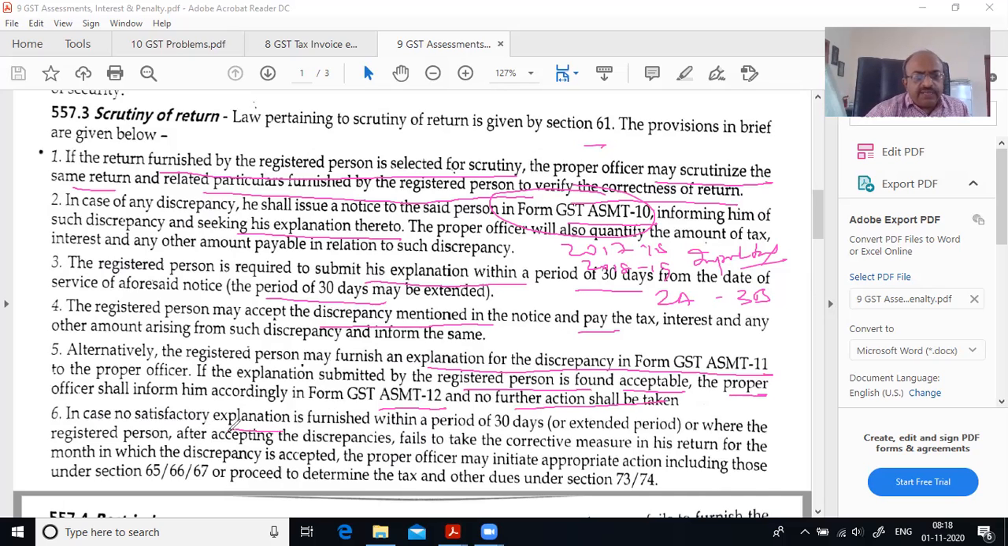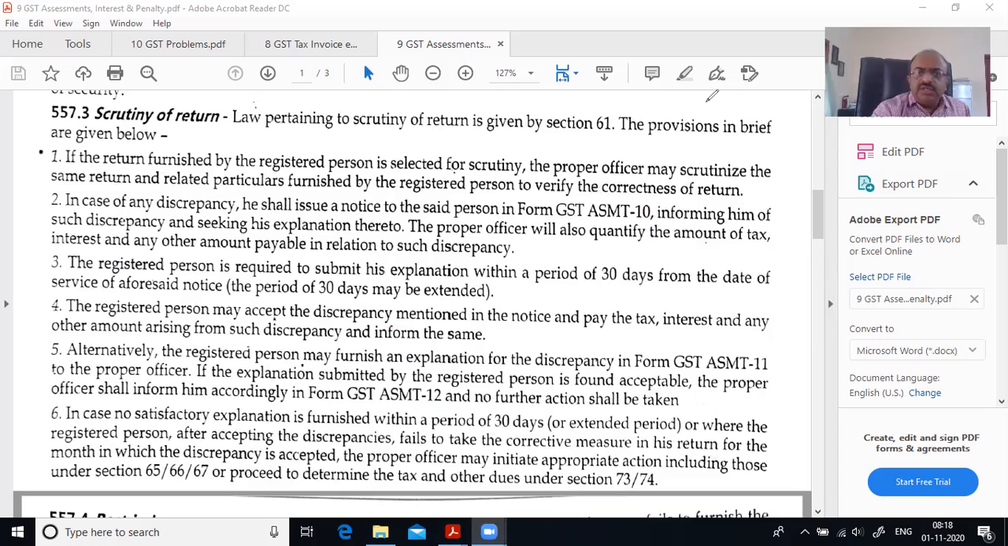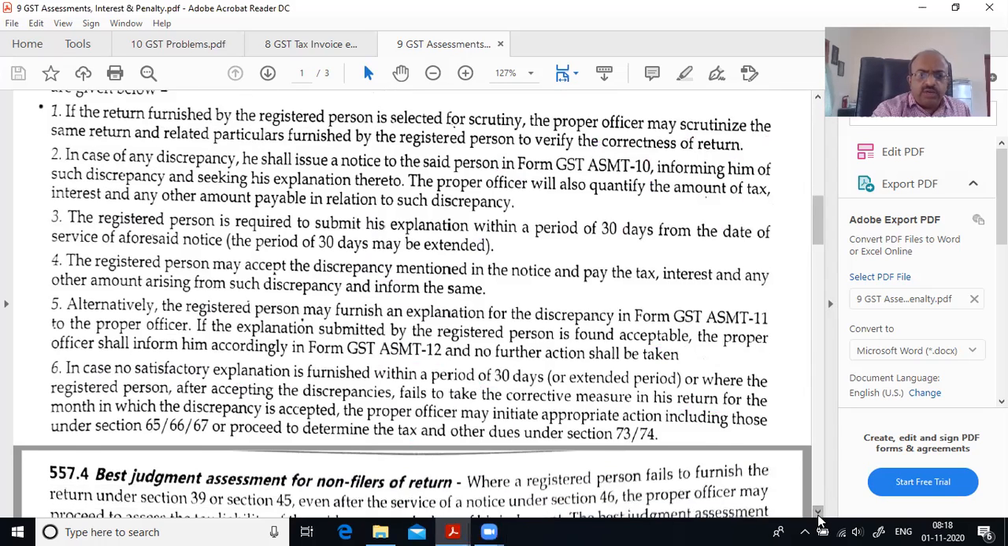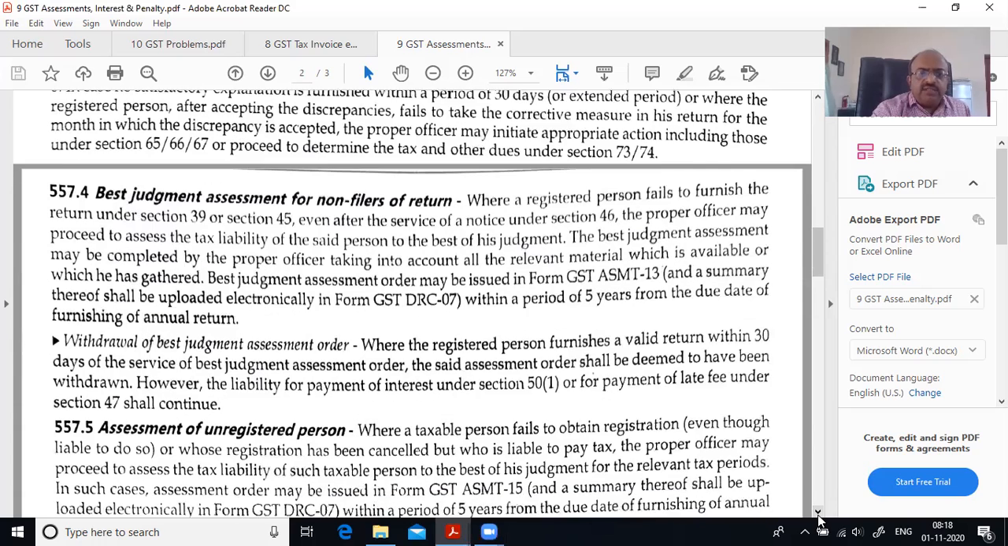If no satisfactory explanation is furnished within 30 days or the extended period, or where the registered person, after accepting the discrepancy, fails to take corrective measures in his return, then what happens? The proper officer may initiate action, including those under sections 65, 66, 67, or proceed to determine tax under sections 73 and 74. So these are the ways of scrutiny. Not all cases are selected; wherever there is some issue, the system is throwing up these things.